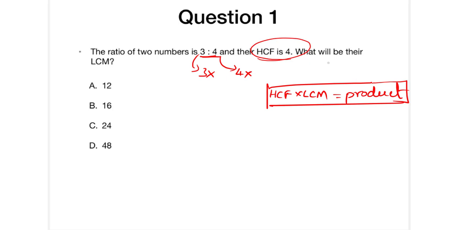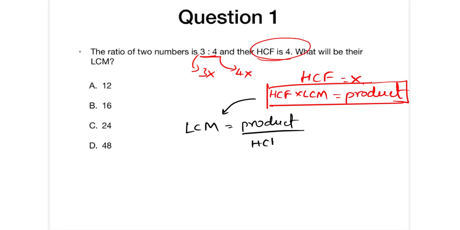Okay, what they asked is, what will be their LCM? Okay. So it's really simple. So let the HCF be x. Okay. Let the HCF be x. So as we know HCF, we're going to do this sum easily. Okay. So we know LCM, by this we can write LCM is equal to product by HCF.